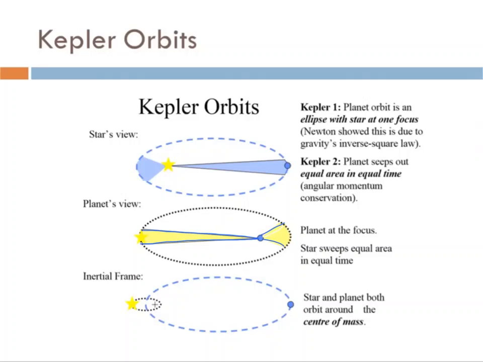Now, the most important part is this piece down here, that the star and planet both orbit around this center of mass. So if you're asked to draw the orbits, like in the first example problem given in the assignment, you need to solve for the center of mass, and that's going to be the point about which they orbit. And we'll see an example of that later.